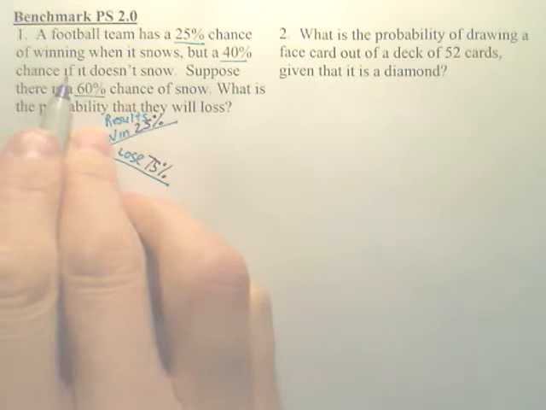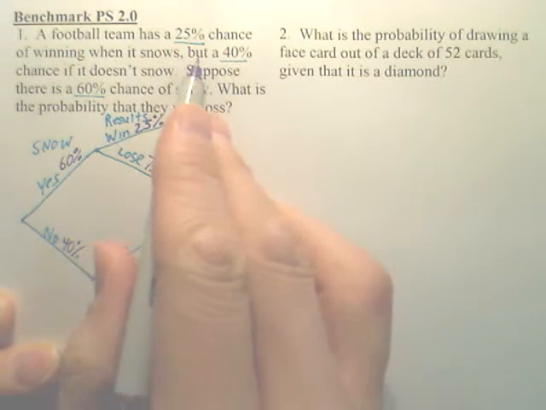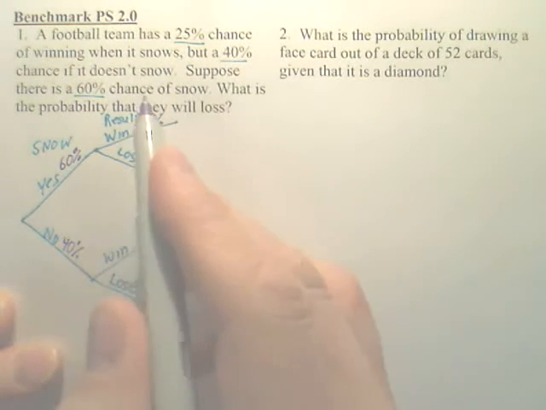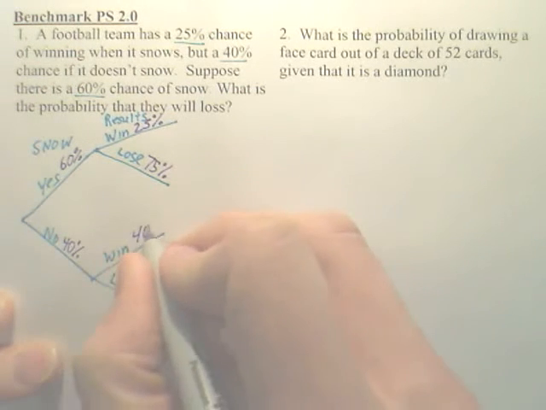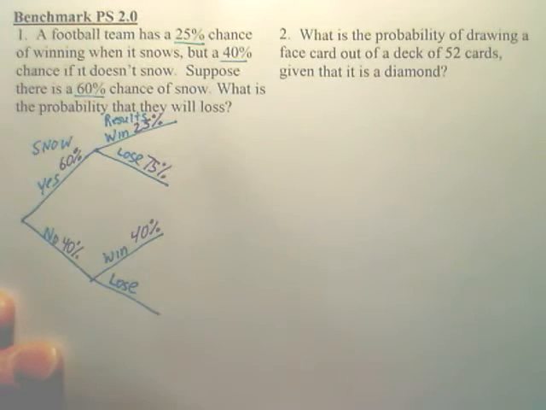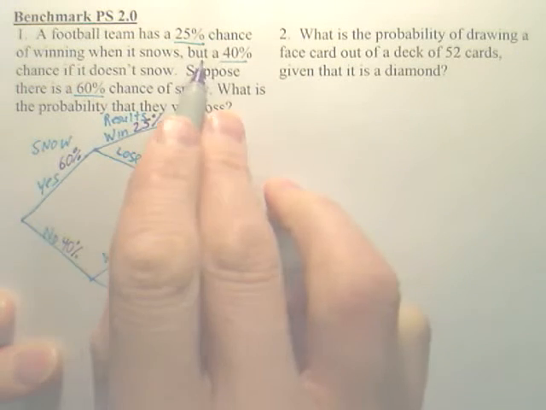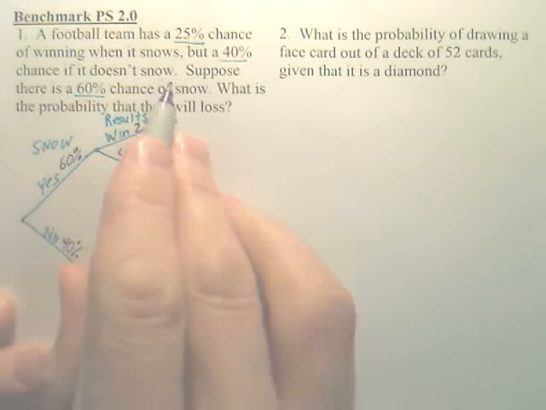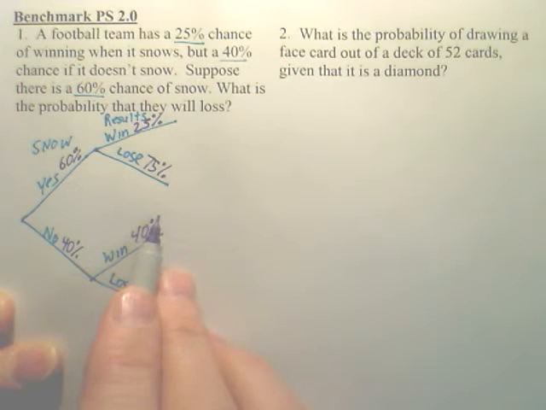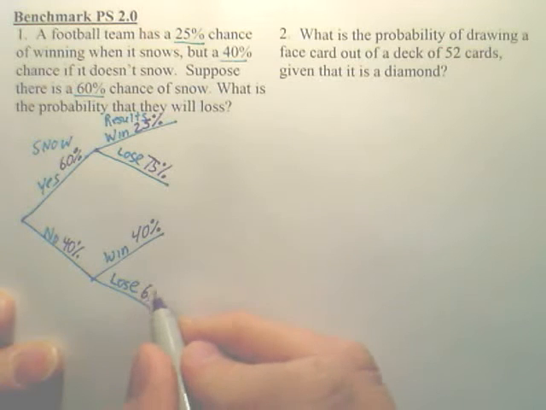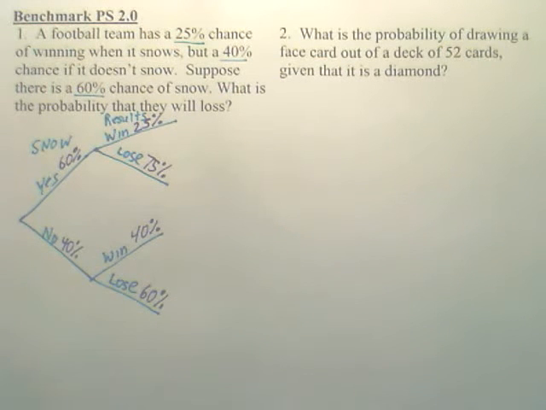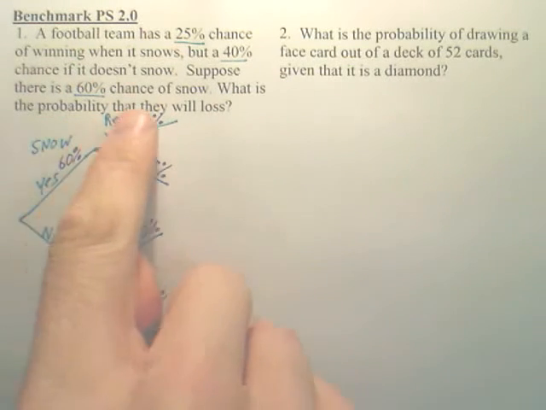Okay, the next one. But a 40% chance if it doesn't snow. So they have a 40% chance of winning if it doesn't snow. So if it doesn't snow, they have what percent chance of winning? A 40. Another conditional probability. A 40% chance of winning if it does not snow. So what would that be of losing down here? 60. Okay. The next question is, what is the probability that they will lose?